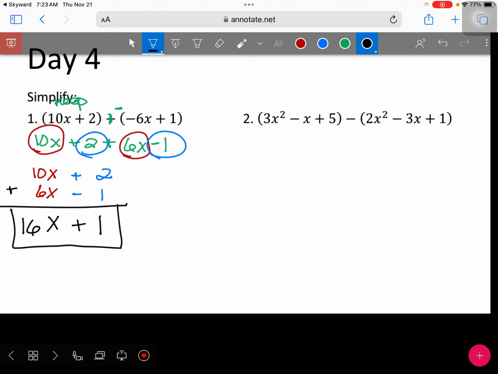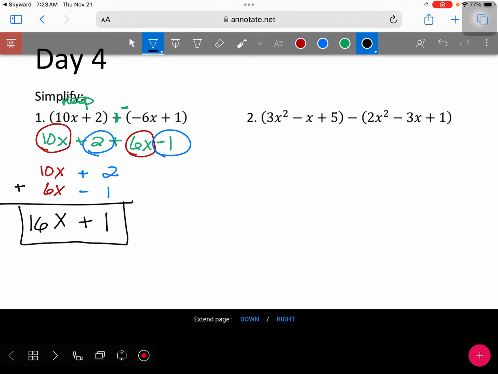Okay. All right. Next one. 3x squared minus x plus 5. That's the first one. You keep it as it is. Change subtraction to addition. And take the opposite of all these on the inside. So I'm just going to go ahead and rewrite all of these. Okay. And then I'm going to stack them up vertically. Maybe you do vertically, maybe you do horizontally.